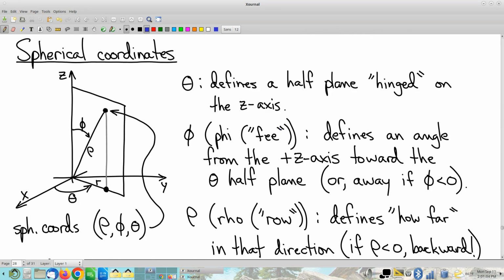Okay, spherical coordinates. So these are a little weirder, a little harder to visualize. There's some subtleties we have to be careful about. I am going to, as I have done already, commit some little math crimes and then confess and make up for it. So anyway, here we go. Spherical coordinates. They are rho, phi, and theta, as I have drawn here.